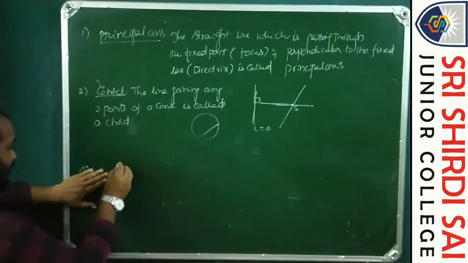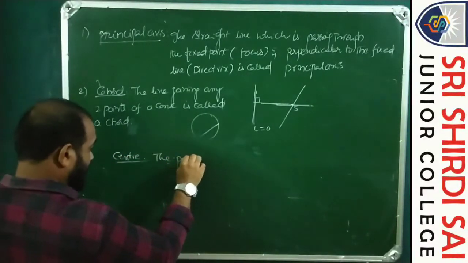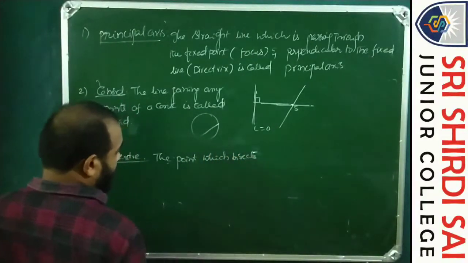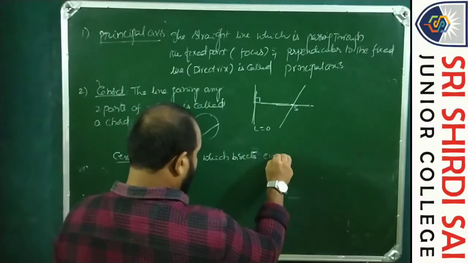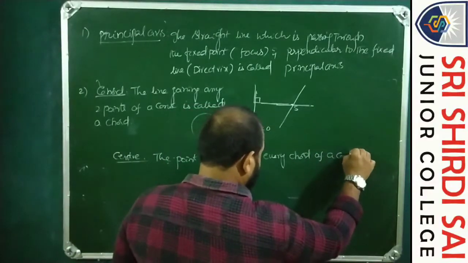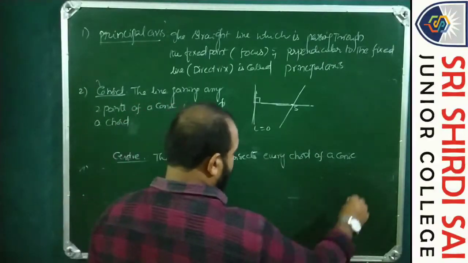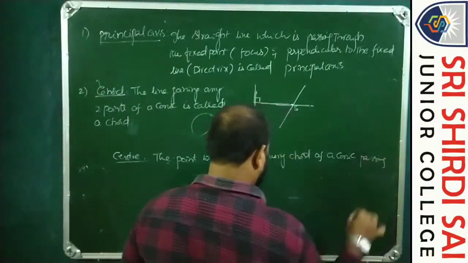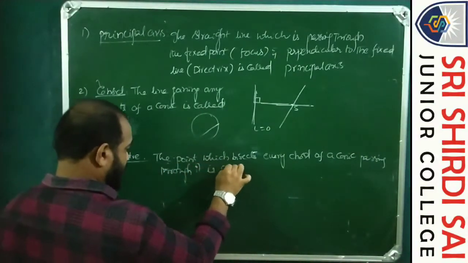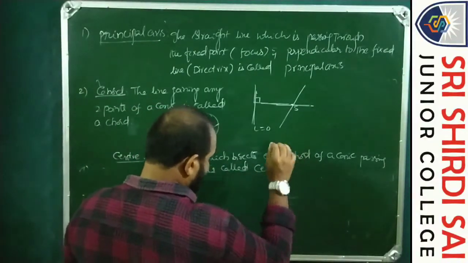Center. The point which bisects every chord of a conic passing through it is called the center.